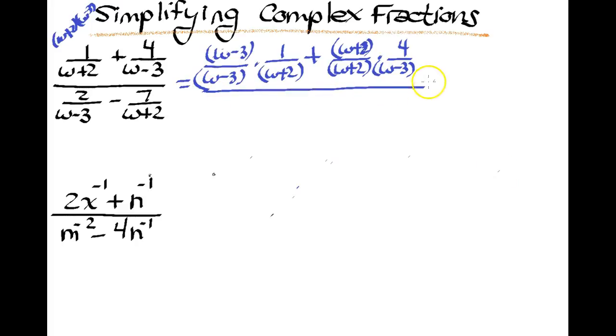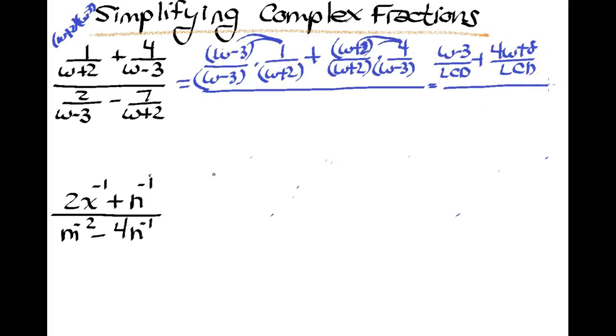And I'm just going to continue with the numerator, and I'm going to distribute this 1, and I have w minus 3 over the LCD, plus I'm going to distribute this 4, so 4w plus 8 over the LCD. Okay. So now let's take a look at our denominator here. We have the same LCD in our denominator.